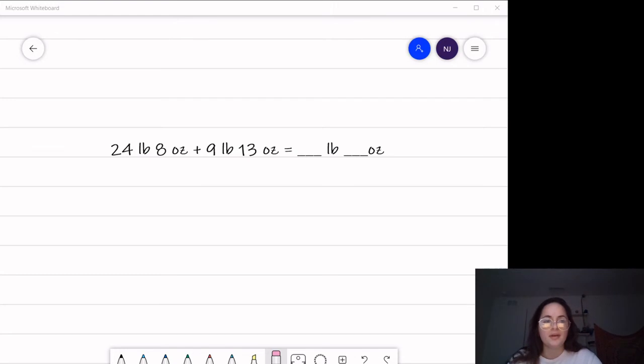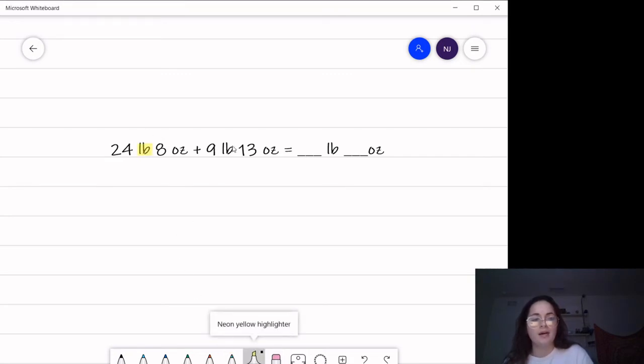All right, so here we have our next question. So we've got 24 pounds, 8 ounces plus 9 pounds, 13 ounces. So we need to see what units are we working with. Do we have units that are the same? I've got pounds on the left, and I also have pounds on the right. I have ounces on the left, and I also have ounces on the right. So I will be able to add my pounds plus my pounds, and then my ounces plus my ounces.